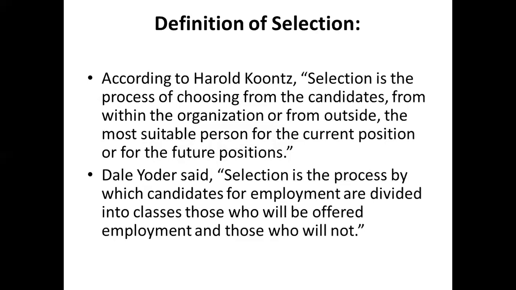So when you select a person who is already in your organization, we call that an internal source, or within the organization. And sometimes, most of the time, candidates come from outside, through campus recruitment, walk-in interviews, newspaper advertisements, or whatever you use from outside. We call it an external source. With all this, what are we doing? We are taking the most suitable person, either to fill the current position or to fill a future position. So this is one definition of selection.